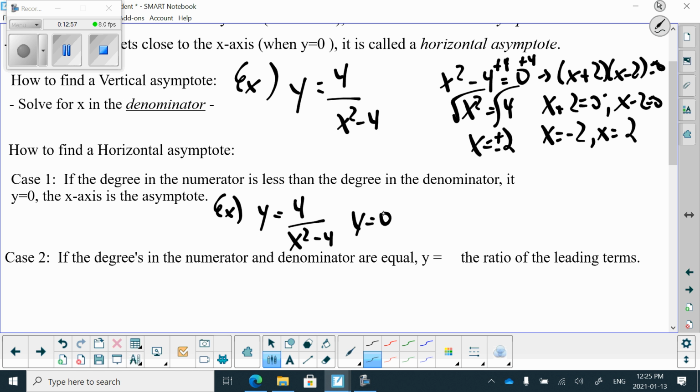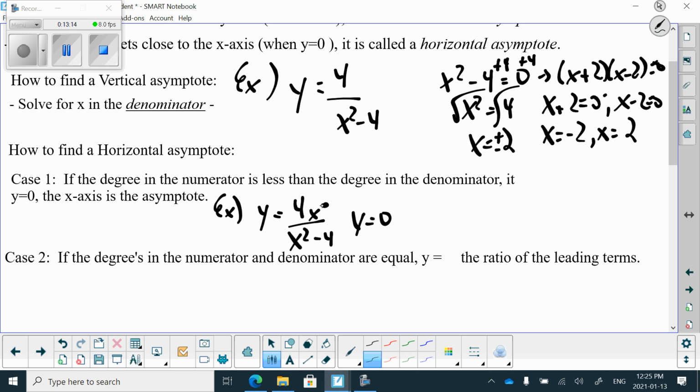The degree here clearly is 2 because that's the exponent on it. What's the exponent on this term? If we had x here, what would the exponent be to make it not be there? 0. Yeah, so it's actually 0 degree. So clearly 0 is less than 2.